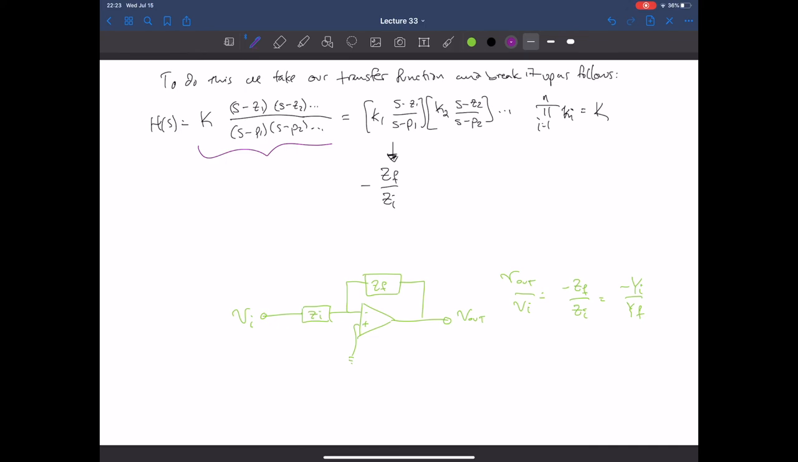Now, we're going to split this up a little differently than what we've done in the past. We're going to take some coefficients up here, our gain factors, and break them up into these sort of zero-pole pairs and derive this ZF over ZI expression, because we know that realistically, S minus A is really just an impedance of some kind. And we've actually seen this ratio before in our amplifier circuits. So it all comes back right to where we started.